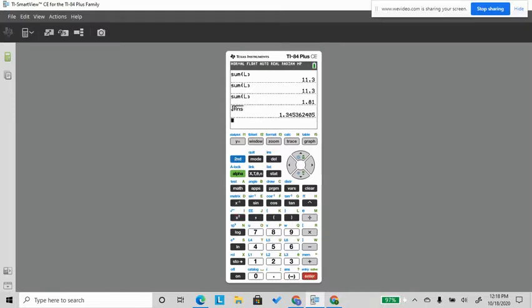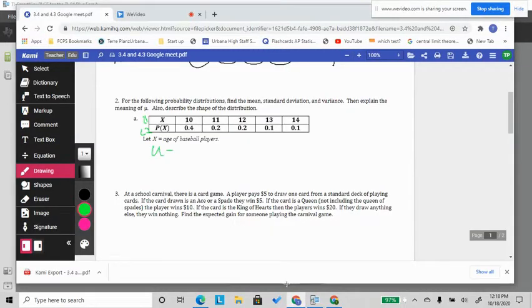So my mean is 11.3, and then really all I need to know is my standard deviation, 1.35. So the mean is 11.3, and the standard deviation is 1.35. What does this mean? It means that of all of these baseball players on this team, the average age of the baseball players on this team is 11.3. Don't round to 11. Leave it as 11.3. It's a theoretical average.